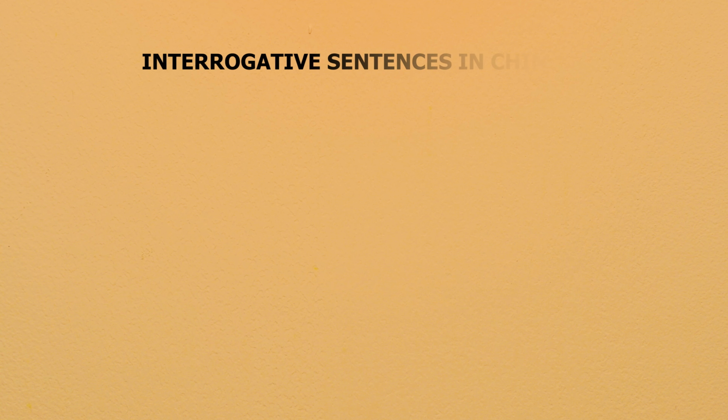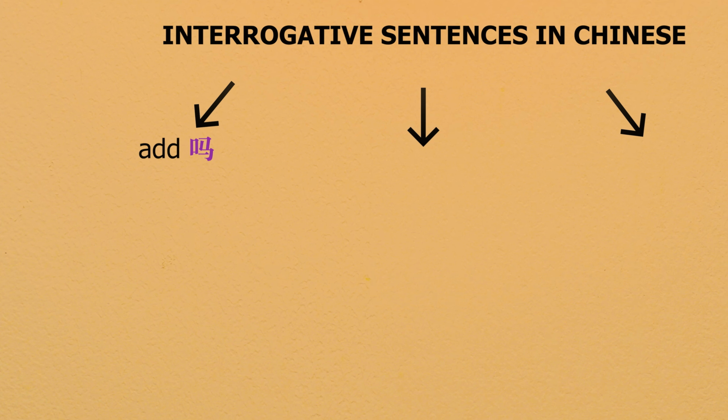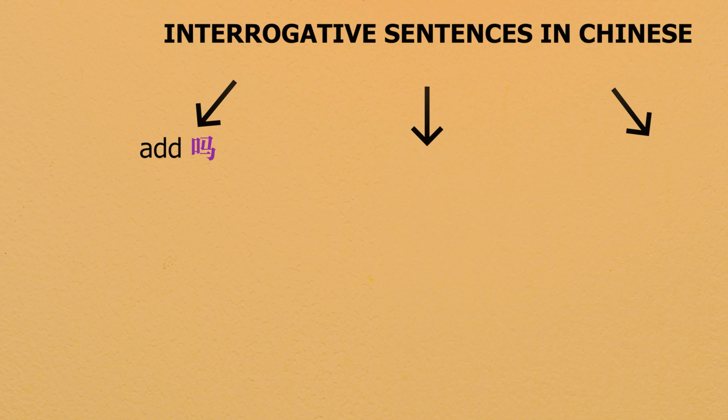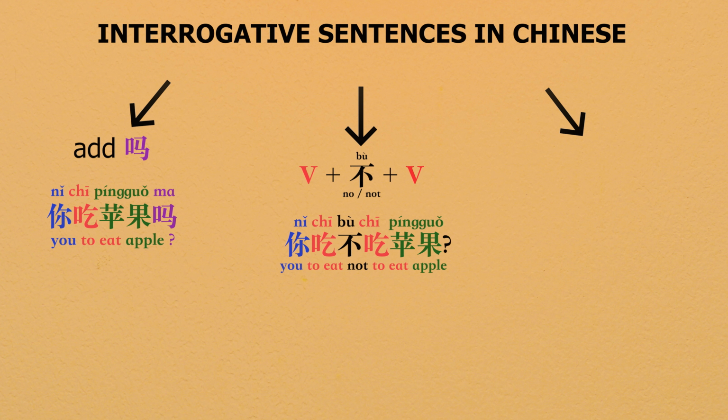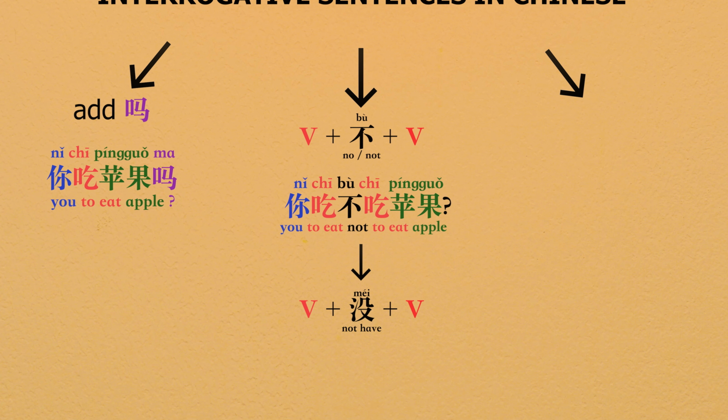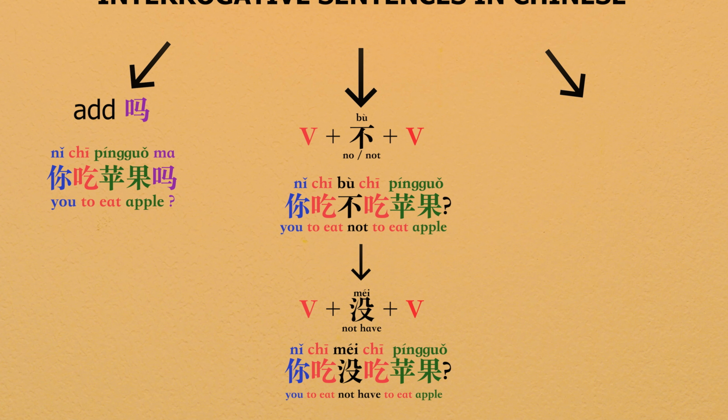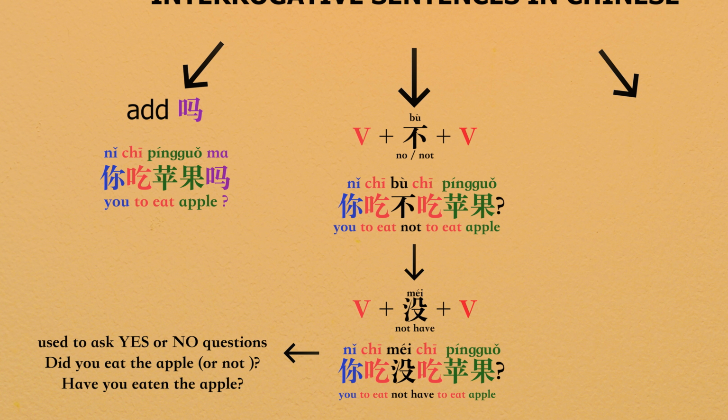To make interrogative sentences in Chinese, we have three options. The first one is to add 吗 at the end of the sentence, which works like a question mark. 你吃苹果吗? Do you eat apples? The second option is to duplicate the verb and use 不 or 没 in between. For example, 你吃不吃苹果? Do you eat apples or not? We can also use 没, for example, 你吃没吃苹果? But when we use 没, like I said before, we express the past tense. Did you eat the apple or not? Or have you eaten the apple?